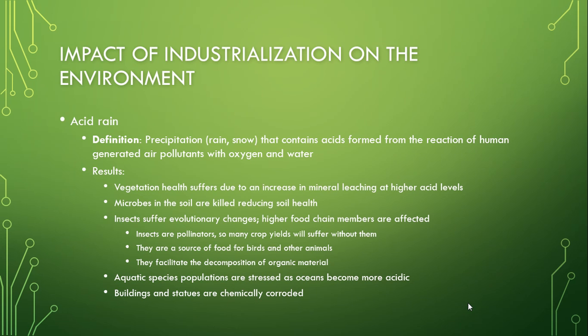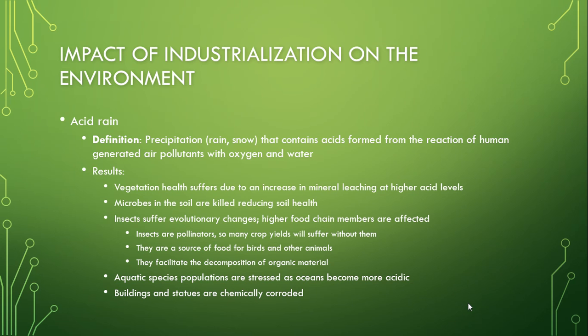Microbes in the soil would be killed as a result of the acid rain, so that reduces your soil health and soil quality. And we know all of this would feed right back to us in terms of the quality of food that we as human beings get. Also, acid rain can have an effect on insects, as the insects would suffer evolutionary changes, and where the insects are affected, higher food chain members are affected. For example, insects are typically pollinators, so many crop yields will suffer without insects. Insects are also a source of food for birds and other animals. Insects also facilitate the decomposition of organic material. So if there is a disruption to the population of insects related to acid rain, this can actually have a negative feedback to us as well.